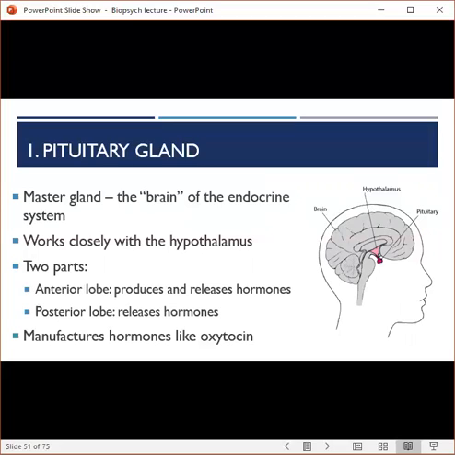The pituitary gland is also responsible for manufacturing the hormone oxytocin, which has been suggested to be a key player in many things such as interpersonal trust. It's also responsible for a number of reproductive functions, such as aiding milk flow in nursing mothers.